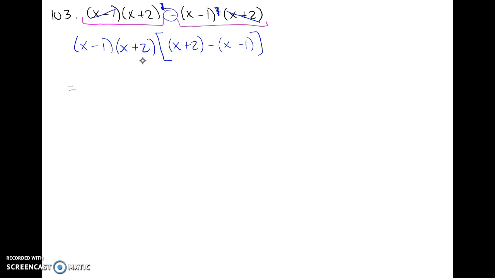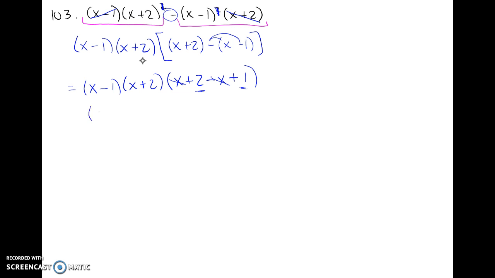So this is the same as x minus 1 times x plus 2 times x plus 2 minus x plus 1. Distribute that negative to both of those. Okay, still I have like terms, so I can simplify. These x's are going to subtract out, so those are gone. And this, you're just left with 2 plus 1, which is 3.